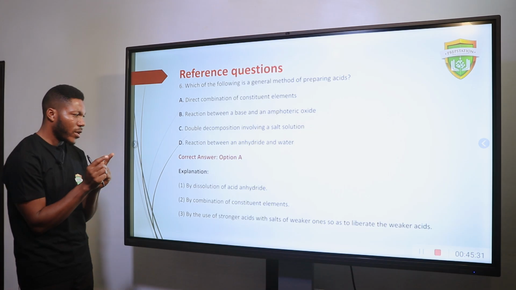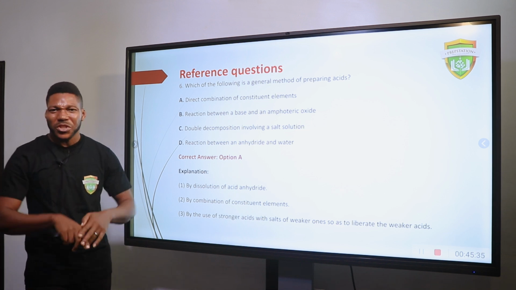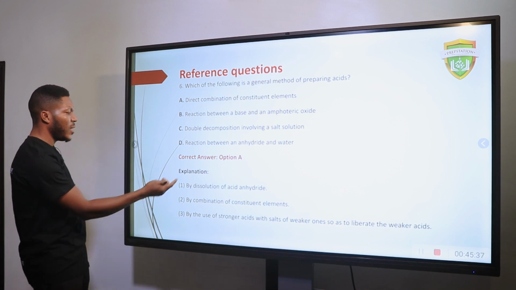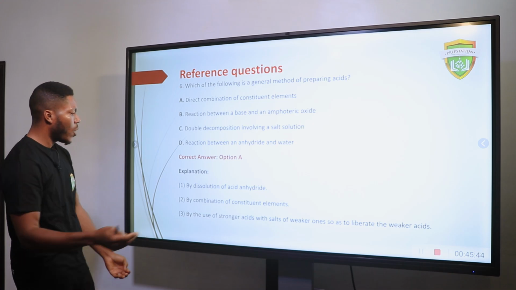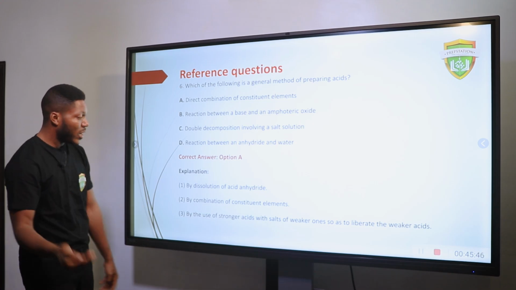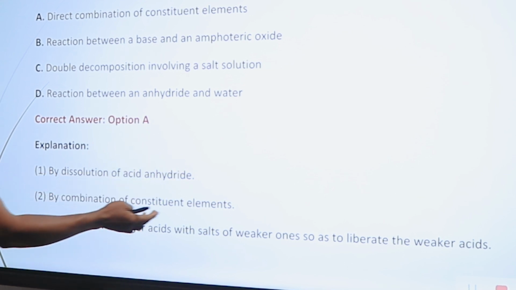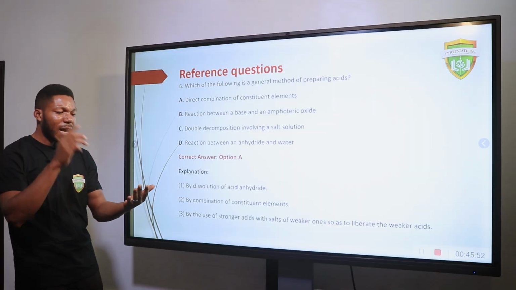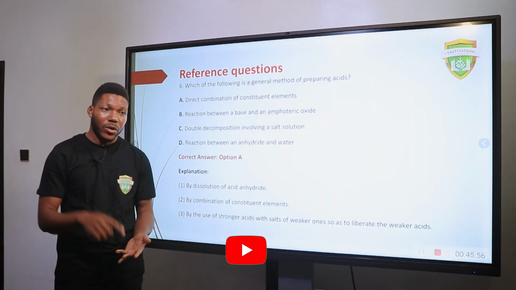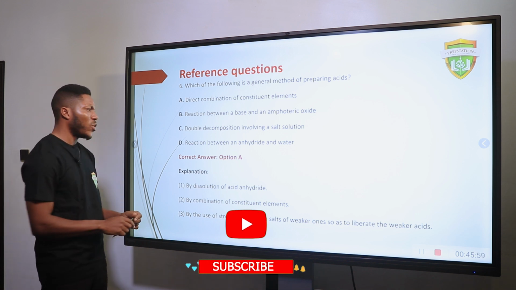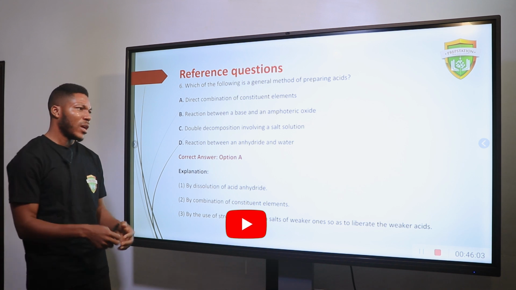Question number 6 says, which of the following is the general method of preparing a salt? General method, okay? Whether it is an insoluble salt or a soluble salt, the general method is what? The answer is A, direct combination of constituent elements. Other methods and explanations involve dissolution of acids and hydrides, and so on. So whether a compound is a soluble salt or an insoluble salt, the general method of preparing a salt is by combining the respective elements together.